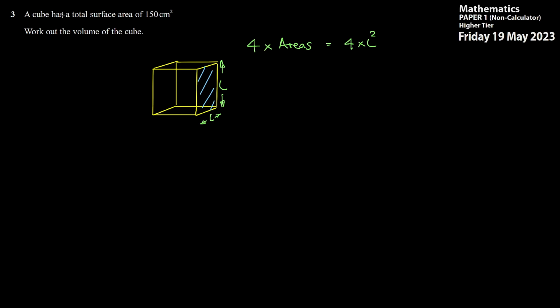We've got to also remember that we've got a top area here and a bottom area. So the total surface area will be 6 of these L squareds. And we're told that the surface area is 150, so we can set up an equation.